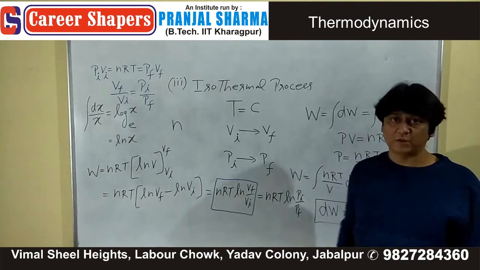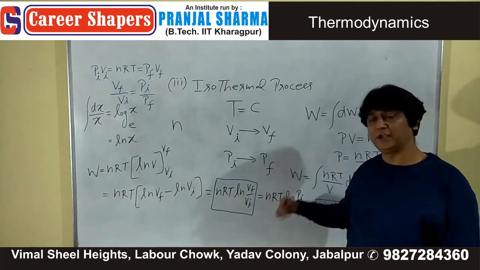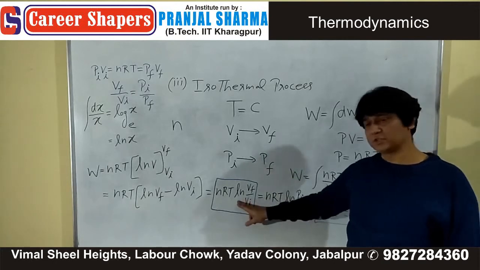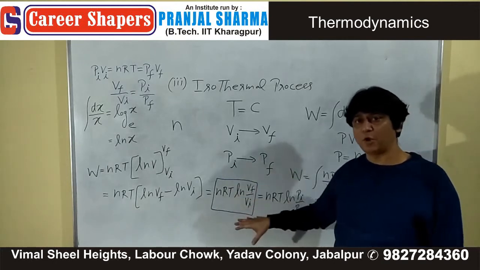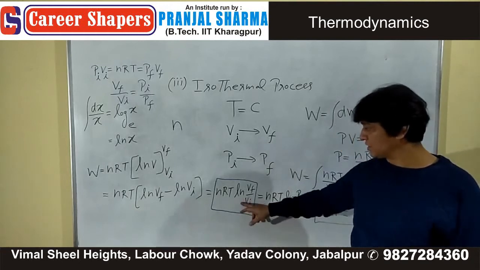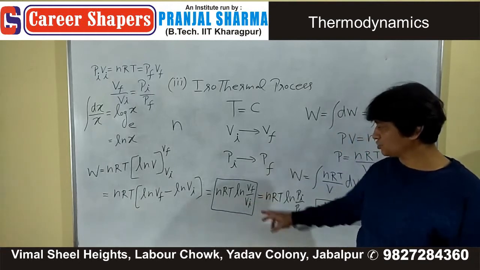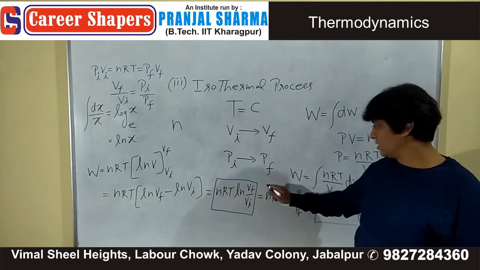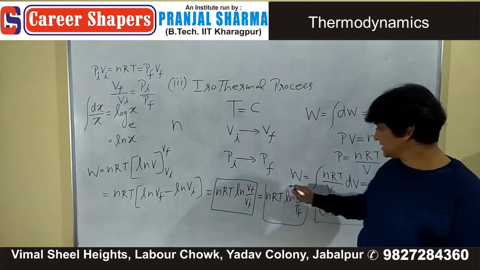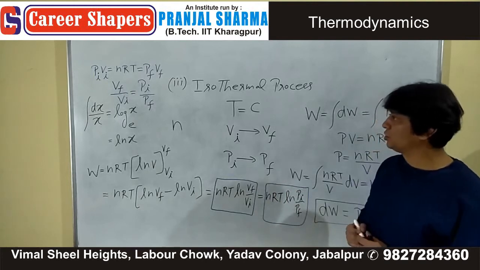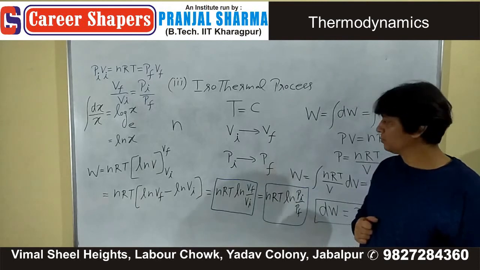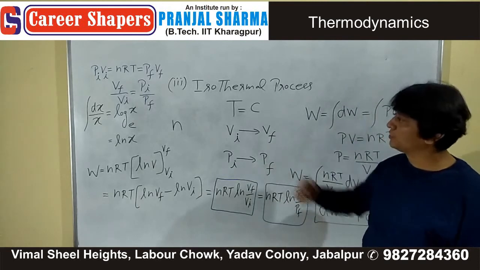In terms of V volume, it's final upon initial. In terms of P, it's P initial upon P final. Remember this: nRT log V final upon V initial. Mostly we'll be using this, and then it's a very easy task to convert this format into this format. Also inside the boundary. That's how you calculate work for an isothermal process. Around this much.